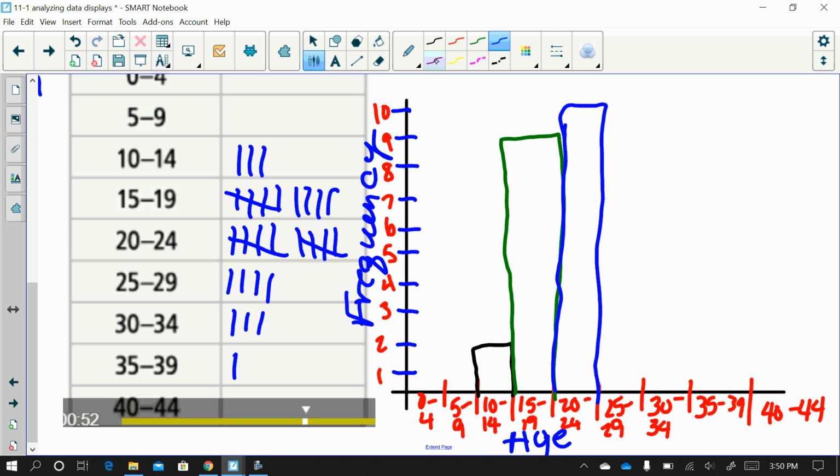25 to 29, we had 4. 30 to 34, we had 3. Then we had 35 to 39, we had 1 of those. And sometimes it's helpful to color them in. You don't have to if you don't want to. But this is what a histogram looks like. Again, we have these intervals.